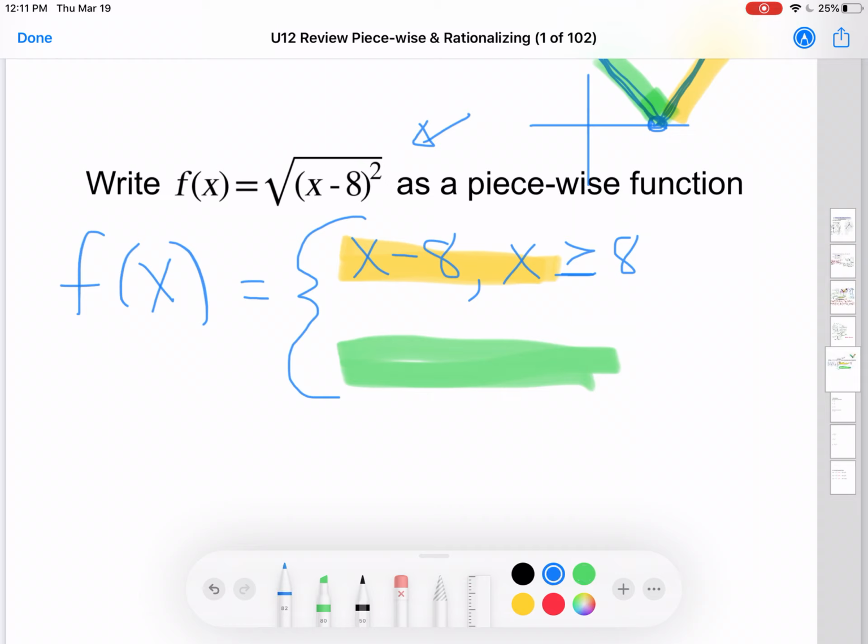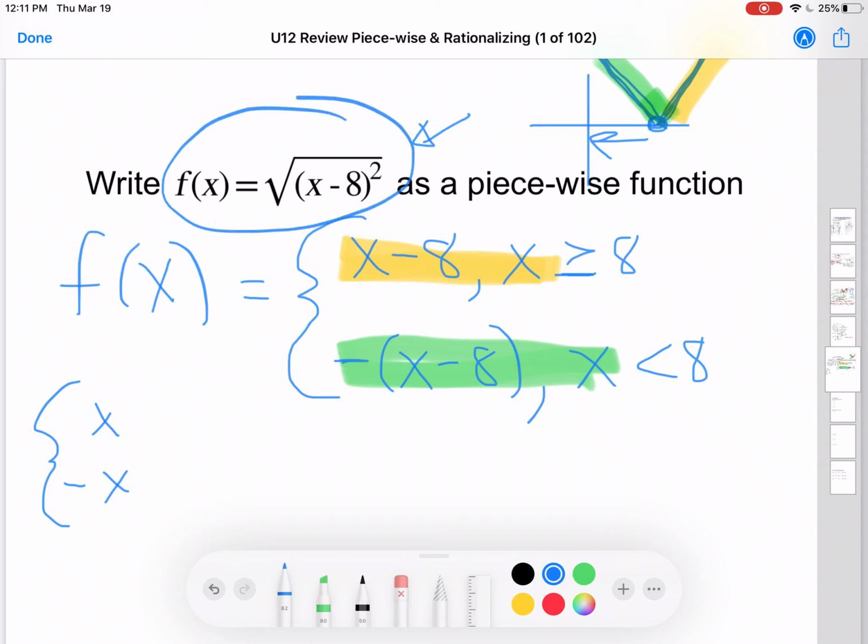Now, just like we did before when we wrote the piecewise function and you had x and you had negative x, this will also be the negation of x minus 8. And then what is the domain? The domain for this guy is going to be going the other direction. So x is less than 8. Okay, so that would be an example of how we could write f of x equals the square root of x minus 8 squared as a piecewise function.